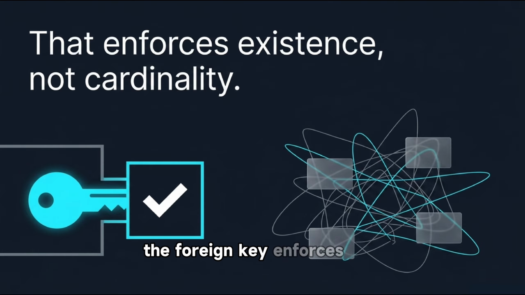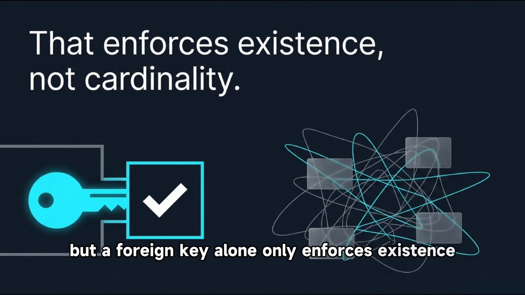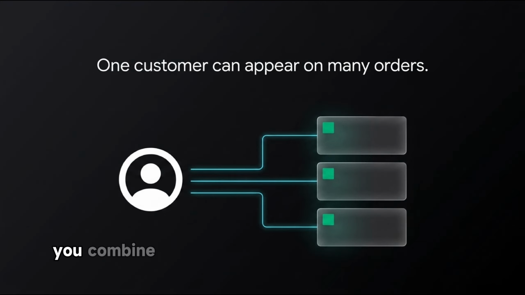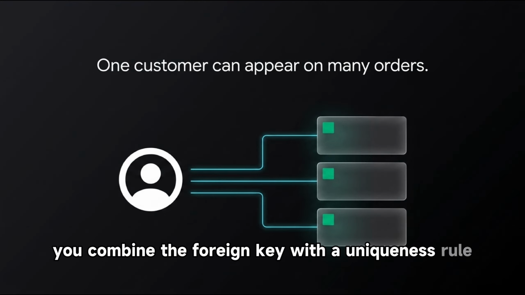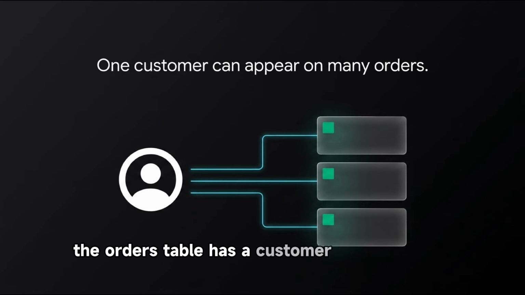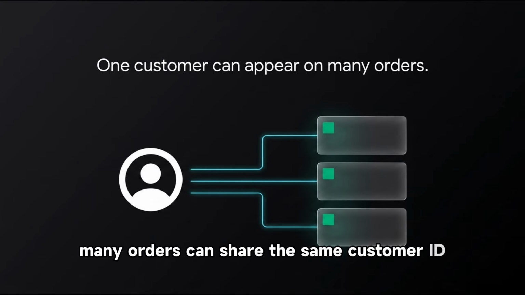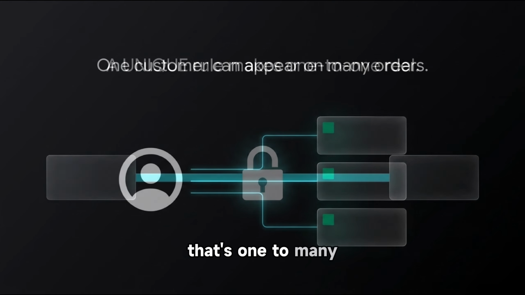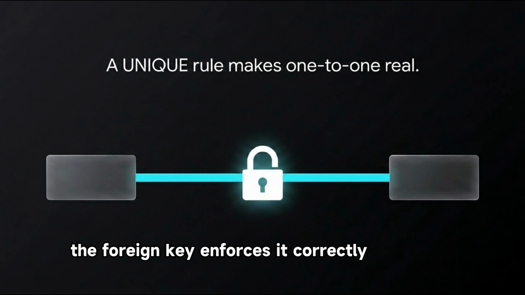The foreign key enforces that the relationship points to something real, but a foreign key alone only enforces existence. It doesn't enforce cardinality. To enforce one-to-many, you combine the foreign key with a uniqueness rule. One customer, many orders. The orders table has a customer ID foreign key. Many orders can share the same customer ID. One customer can appear across many order rows. That's one-to-many. The foreign key enforces it correctly by default.